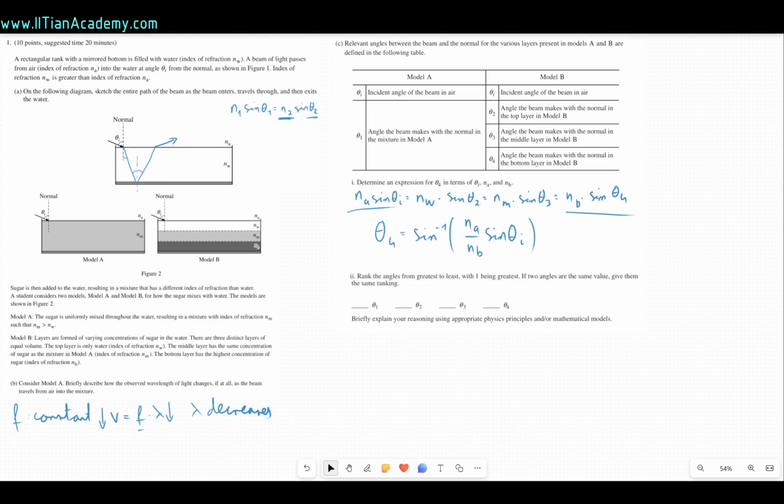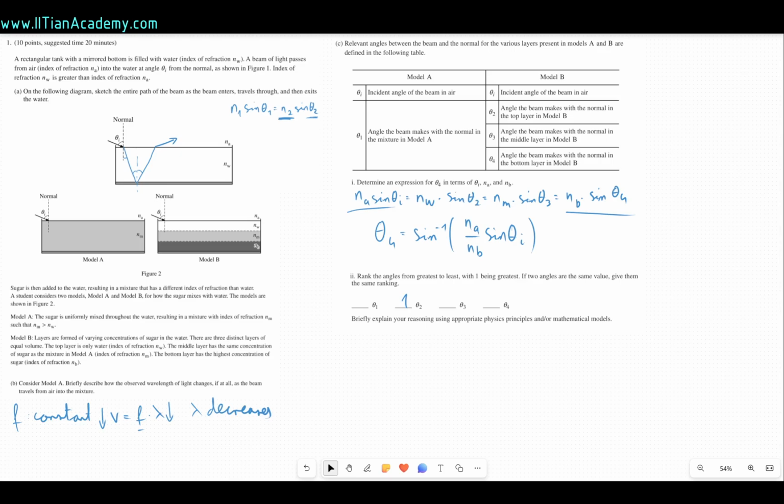And then in part 2, we need to rank the angles from the greatest to the least, with 1 being the greatest. And if they're the same value, then we need to give them the same ranking. So, which angle is going to be the greatest? The angle that will be the greatest will correspond to the one with the lowest index of refraction. And if we think about it, the lowest index of refraction will be in the water. So that will be theta 2.